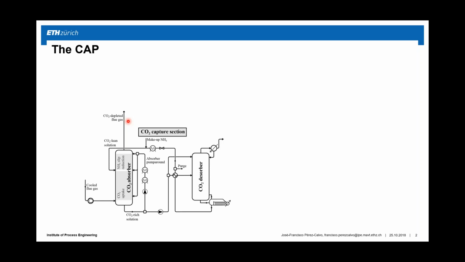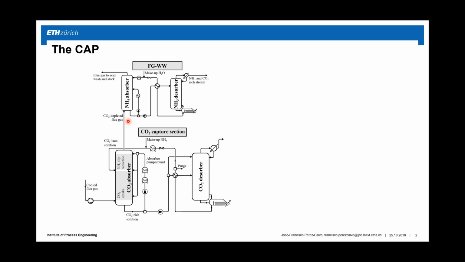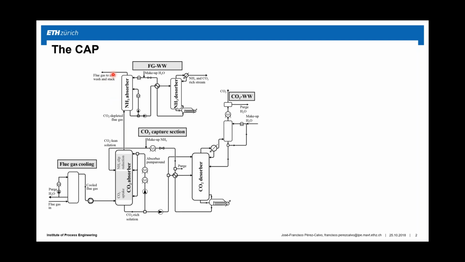CO2-depleted flue gas. Nevertheless, there is the need for a flue gas water wash section in order to further decrease the ammonia concentration in the clean flue gas before being sent to the stack. Additionally, we need a flue gas cooling section and a CO2 water wash in order to purify the CO2 stream before sending it for compression.